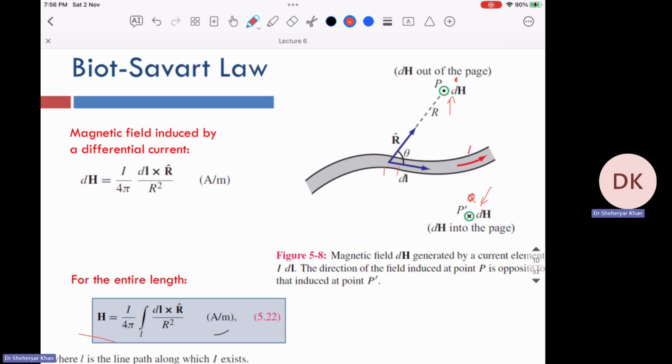So the Biot-Savart law explains that the magnetic field intensity is directly proportional to the current, right? Now, if you want to see the direction, you have to use the right hand grip rule. The thumb points in the direction of the current, and the curl tells you the circulation of the magnetic field.